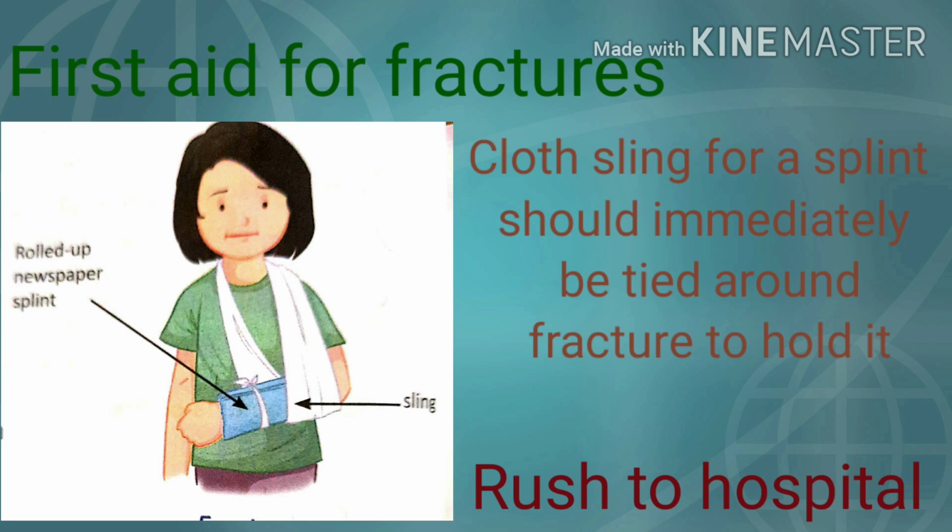A splint is a thin strip of material used for supporting broken bones. We can use newspaper, a piece of metal or wood to support the broken bone as a splint. And we must go to the hospital as we can't treat a fracture at home.